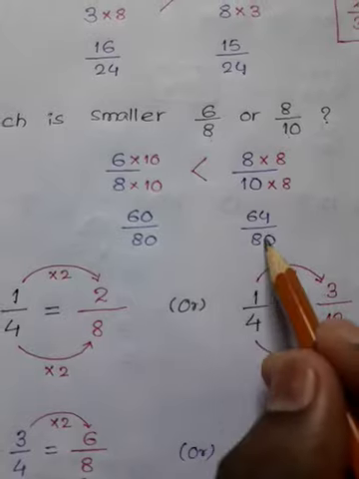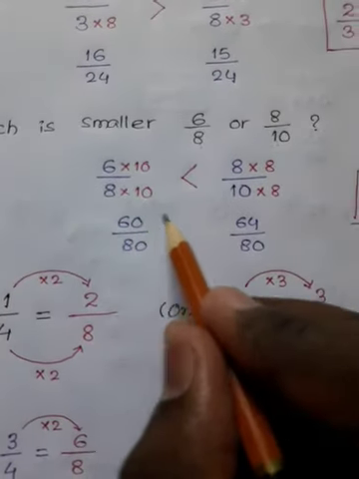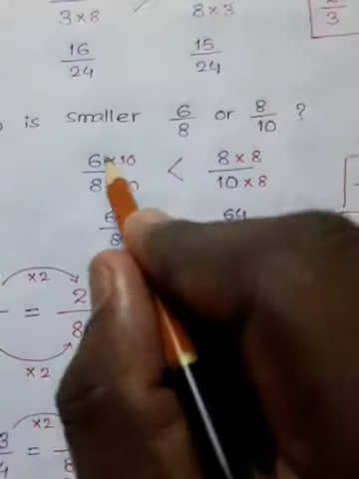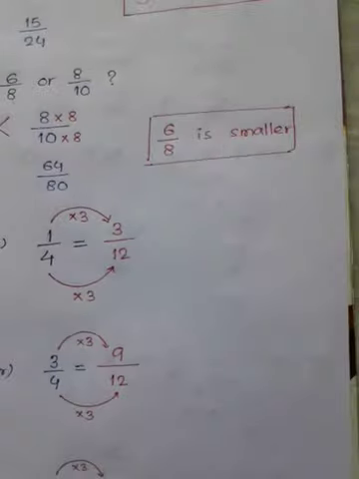Whenever denominators are same, check the numerator now. 60 and 64. Which is the bigger one? 64 is the bigger one. That means 60 is the smaller. That means 6 over 8 is the smaller. Okay.